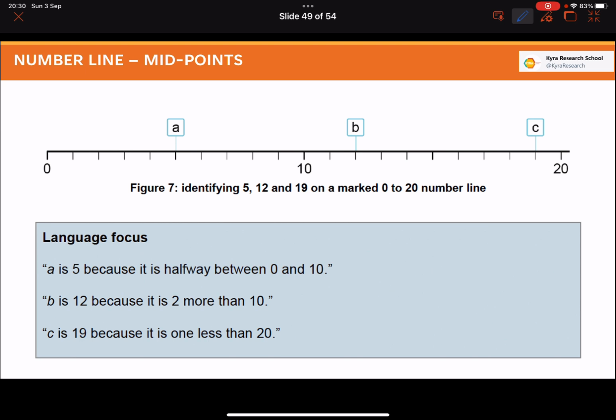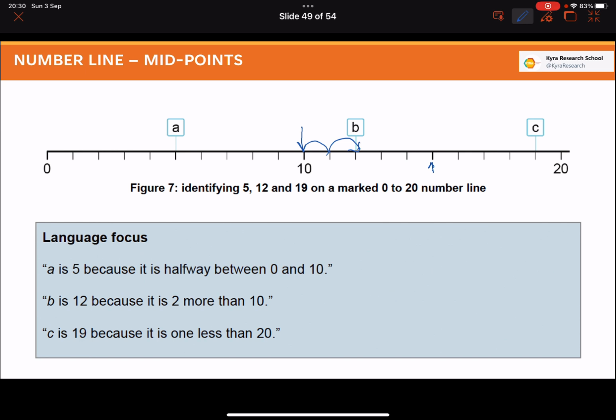So B is 12 because it is 2 more than 10. So this number line's got the intervals, so I can find that it's 10. I don't need to count from the 0. I can see it's 10, and then I can count on 11, 12. That's why it has to be 12. Same again, they could identify the midpoint and say that it's also less than the midpoint and count back if those intervals weren't on there, but they can see and use those different structures on it.